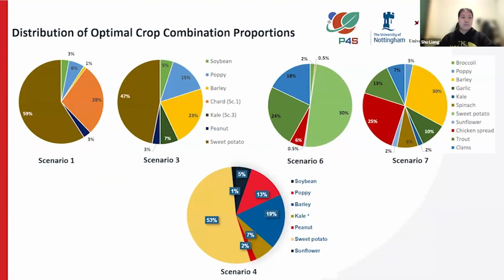And then this plot shows the distribution of crop combination. Like in scenarios 1, 3, and 4, you can see the sweet potato accounts for about half of the food weight. And when we consider the meat, we can see we have more choice. I think no one wants to eat a lot of sweet potato, so those scenarios can give you more choice.